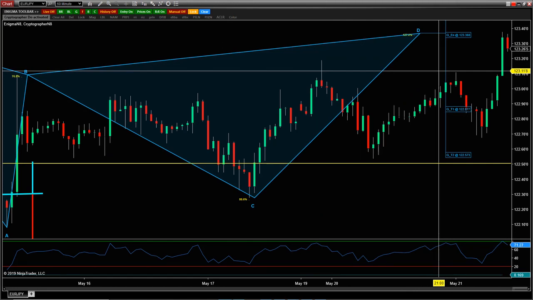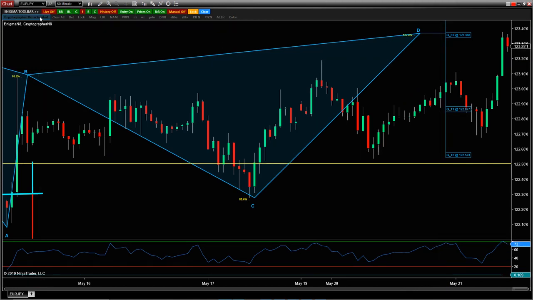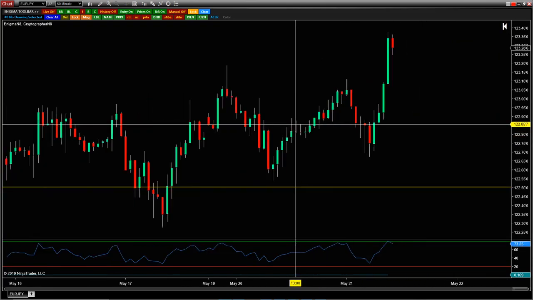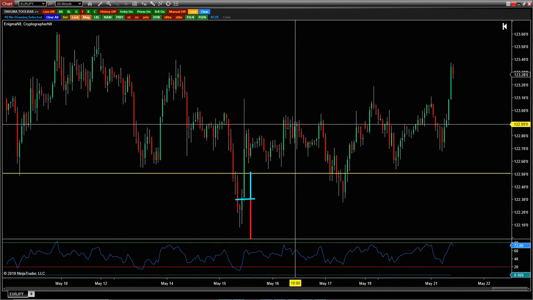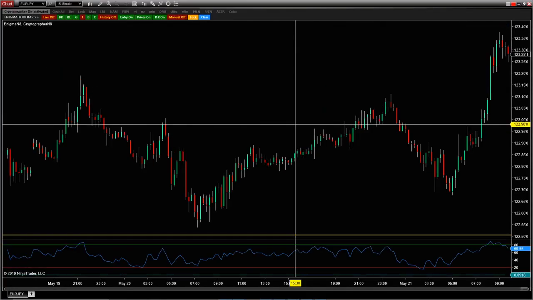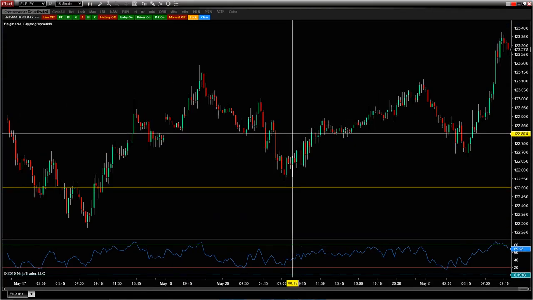All right, let's go down to the 240 on Euro Yen here. Not the 240, 60, excuse me. 60-minute chart on Euro Yen. And let's go down to the 15. Not going to be too much here. Any questions on Euro Yen, guys?